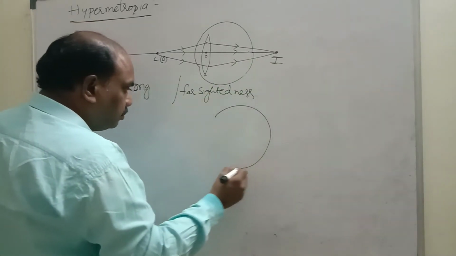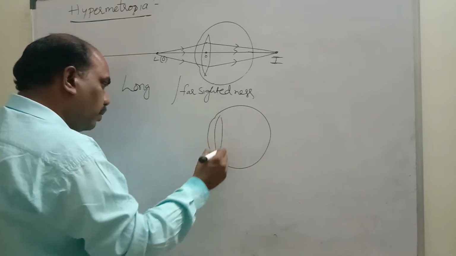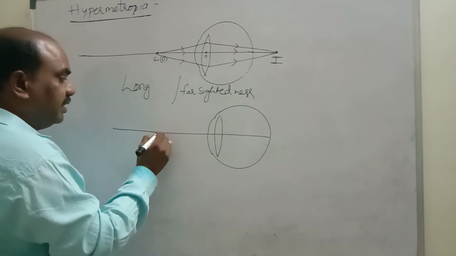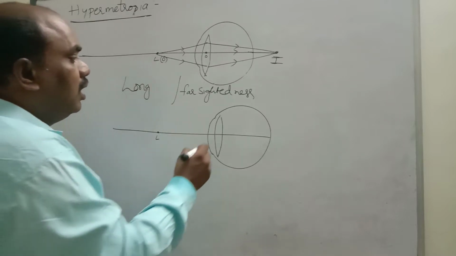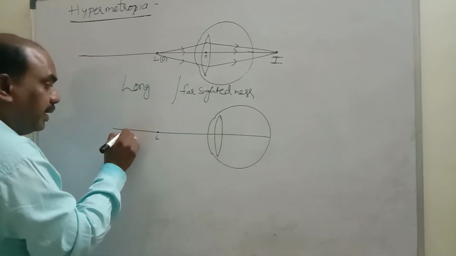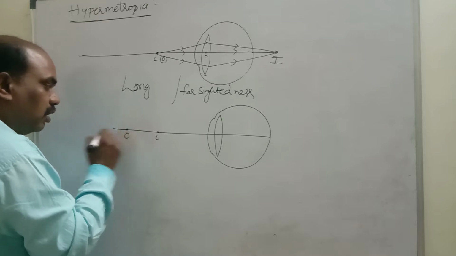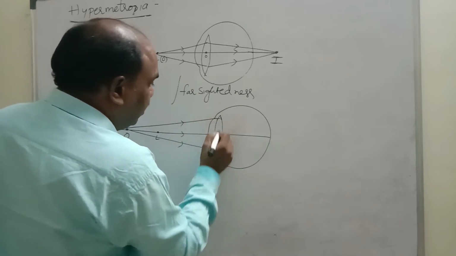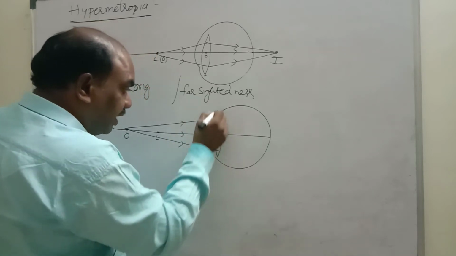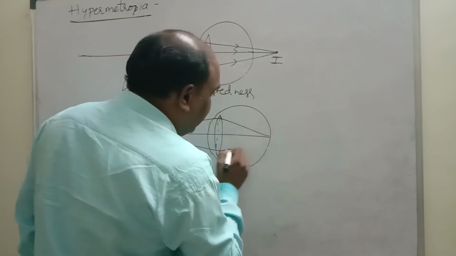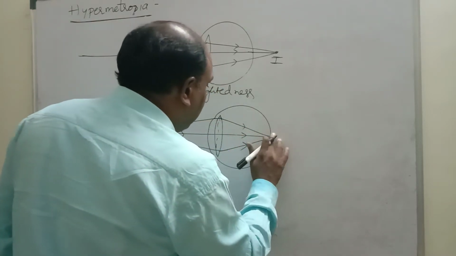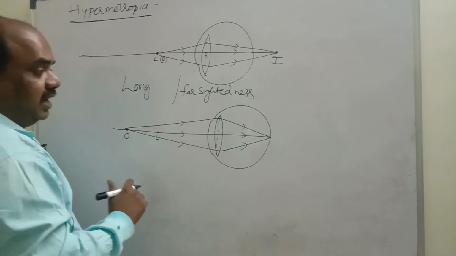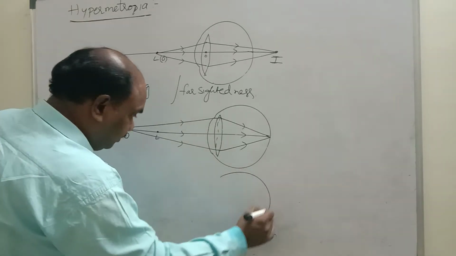See here. This is the eyeball. This is the eye lens. This is the retina. This is the LDDV. Now let us consider an object is beyond L. All incident rays coming from the object fall on the eye lens, converge, and meet on the retina of the eye. So if the object is beyond L, he can see clearly. If the object is at L, he cannot see clearly.